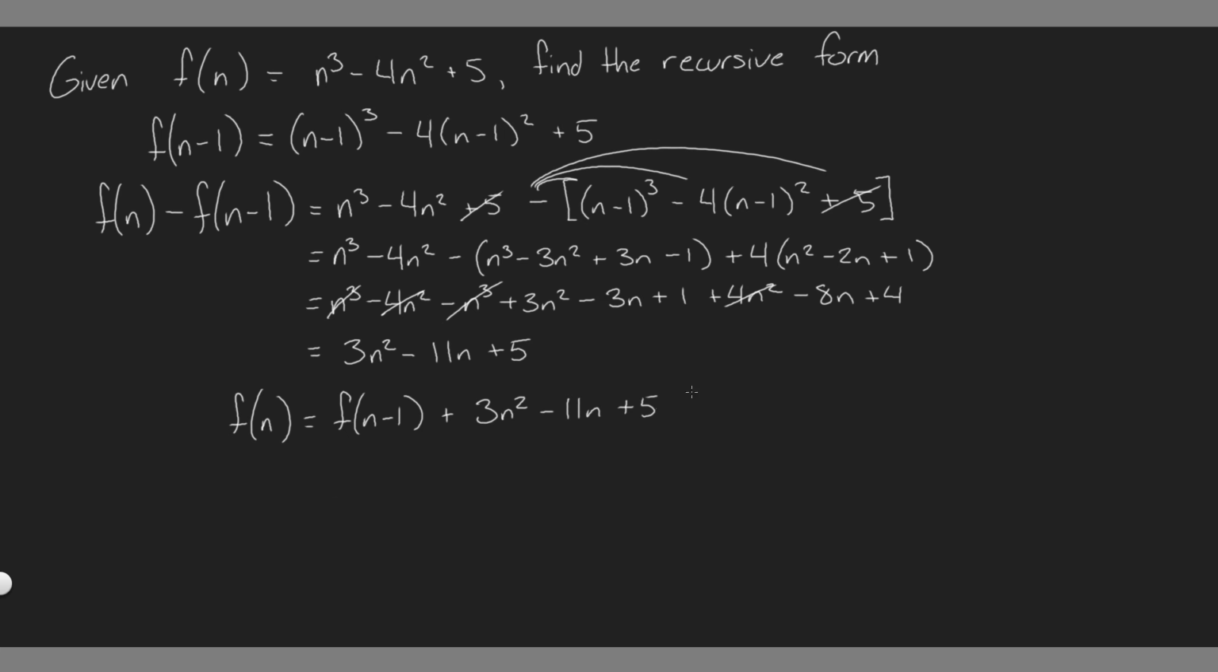And we'll still need a base case for this since it is recursive. So for that base case, we're going to use f of 0, and we'll substitute that into the given equation. Which simply becomes 5 for our base case.